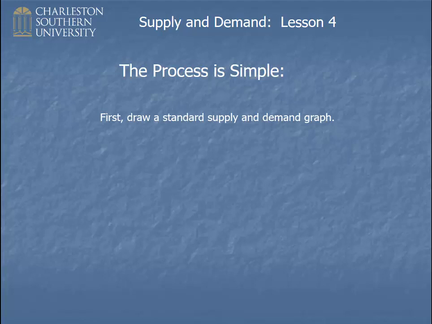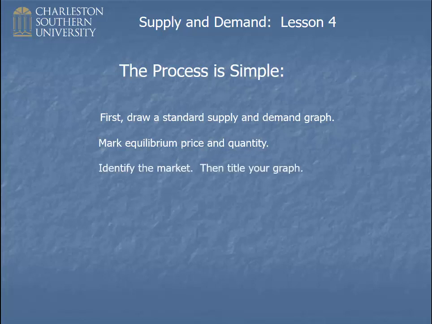First, draw a standard supply and demand graph. Even before you read the problem, go ahead and draw a standard supply and demand graph. Mark the equilibrium price and quantity. Then after that, read the problem and identify the market that's been asked and title your graph.